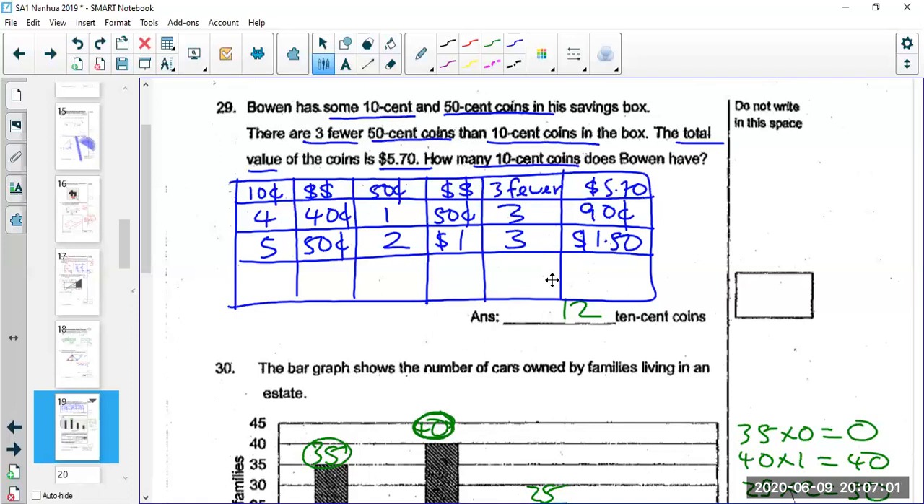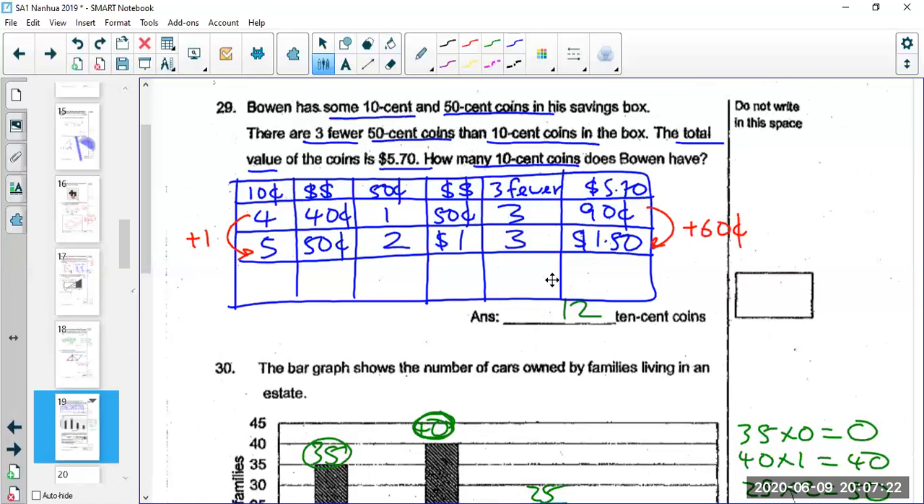All right, now, why do you have the first 2 rows? It is to get a pattern. You need to find a pattern before you can get the answer. So what's the pattern? If you increase by 1 10-cent coin, then you can see the total value will increase by 60 cents, right?